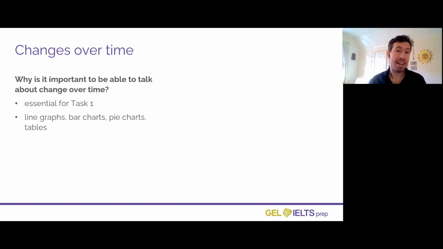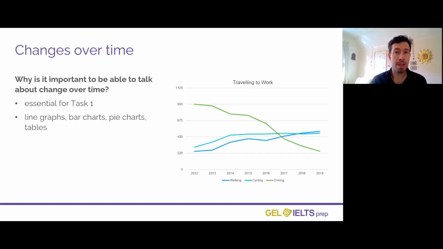So you often get line graphs, bar charts, pie charts, and tables. And in these, they can often show change over time. So a value changing over time. Let's have a look at some here. For example, we've got this line graph here.